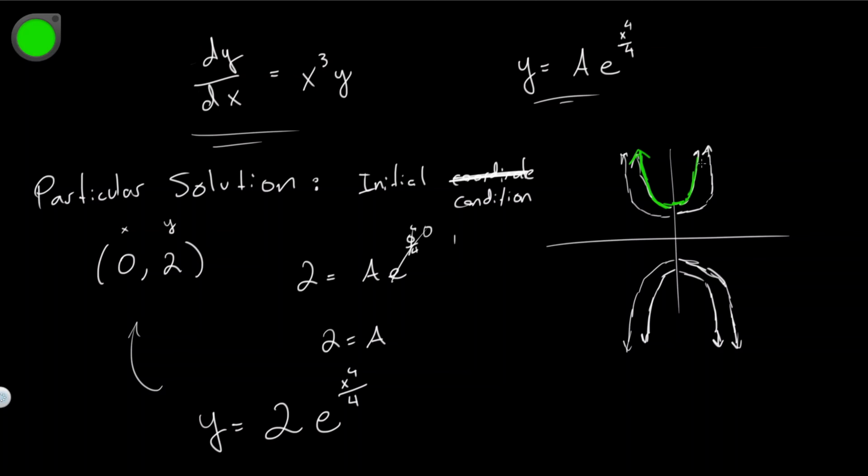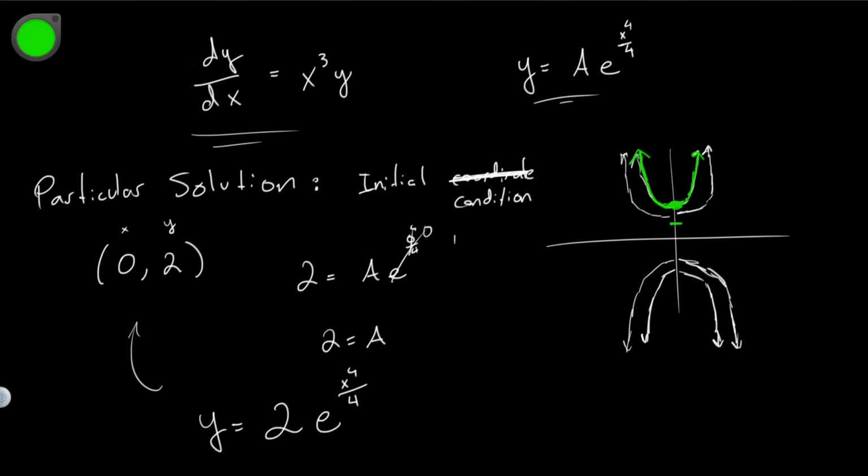Right, when I plug in 0, I'm going to get 2. So let's pretend like this is (0, 2). Sweet. Okay, we have so far solved separable differential equations, and we have also found a particular solution, a single solution of the family of solutions that satisfies two things: both the differential equation and an initial condition.